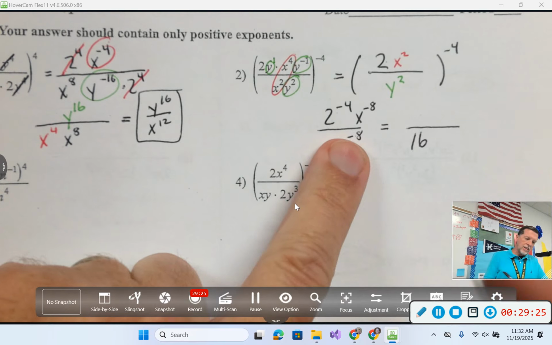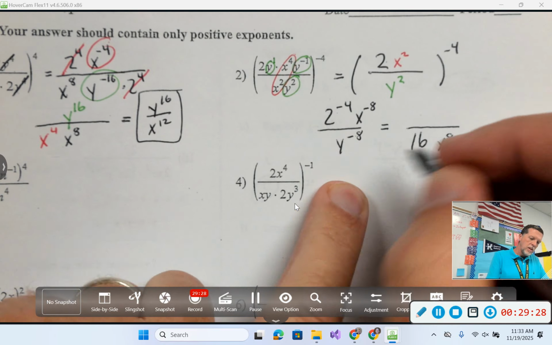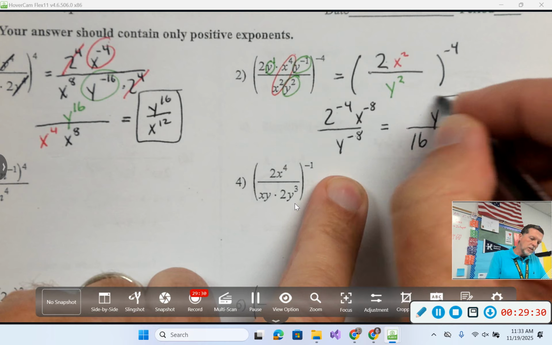X to the negative 8 goes to the bottom. Y to the negative 8 goes to the top.